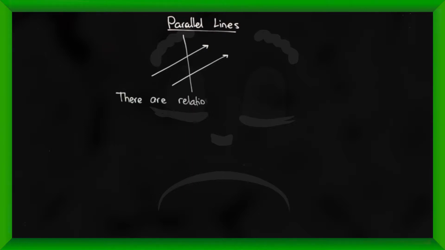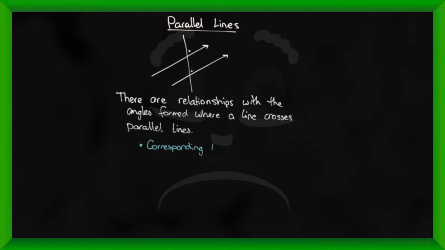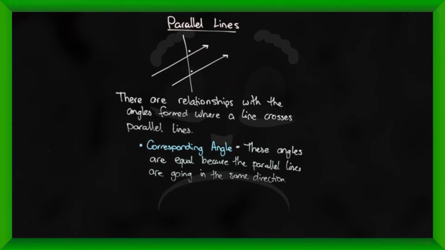Well, the first thing we get is because of the fact that these lines are going in the same direction, there will be these two angles labeled in blue which are corresponding to each other. These angles are defined as being always equal to each other because of the fact that the parallel lines are going in the same direction. You can think of it as the fact that we're using this line that's crossing over them to actually check that they're going in the same direction.